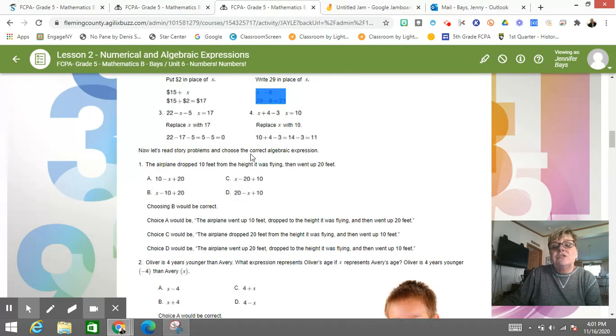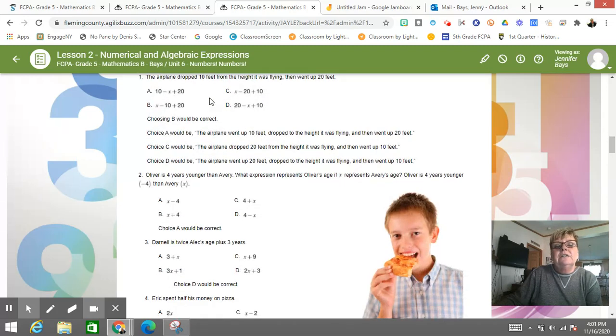Sometimes you're given an expression and you're asked to fill in. So look at number 4 here. X plus 4 minus 3. And they're giving you the X. X equals 10. So since you know X equals 10, you can take out that X and put the 10 in its place. So 10 plus 4 minus 3 equals 14 minus 3, which is 11. So you can substitute.